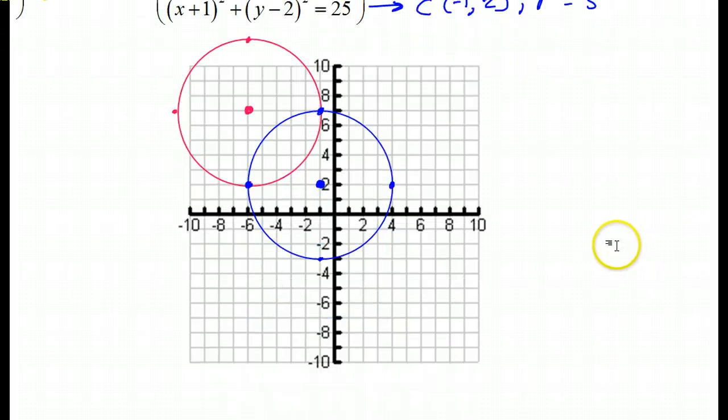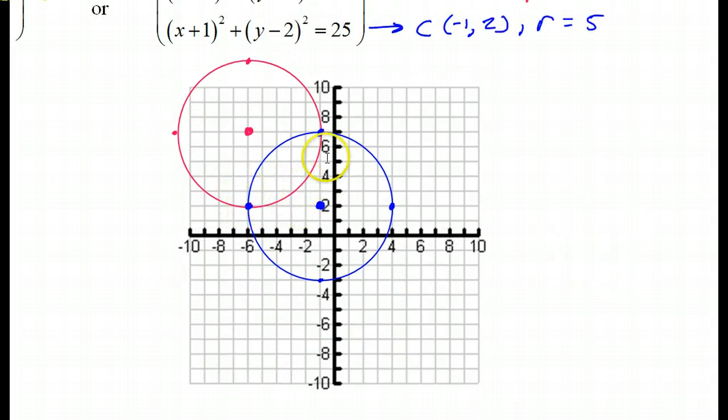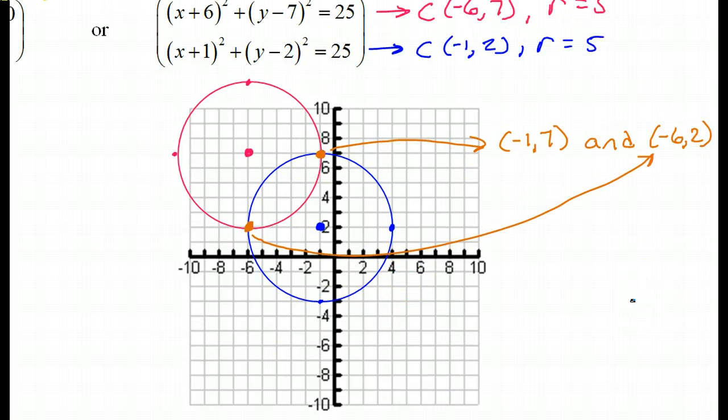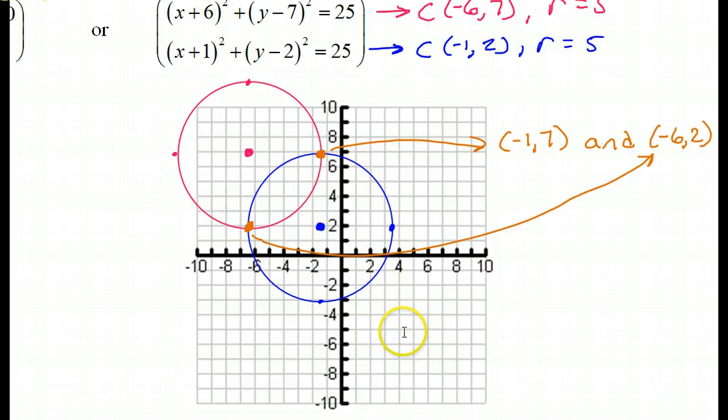Now the solution of a system of equations is the point where the two graphs intersect. So these two circles, you can see they have two intersection points. They meet right here, and they also meet right here. So these points are the solutions to the system. This point is the point -1, comma 7. So that's one solution. And this point is the point -6, comma 2. So that is how you solve the system by graphing. That is definitely the easiest way to do it. So that's how I would do it if I were you.